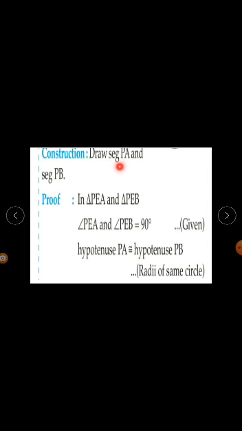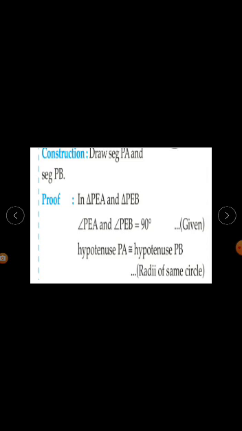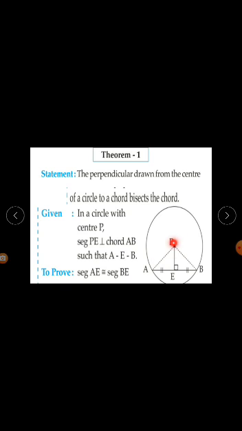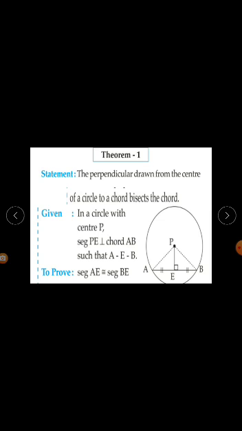Construction: draw segment PA and segment PB. Proof: in triangle PEA and triangle PEB, angle PEA equals angle PEB equals 90 degrees. Given, because PE is perpendicular to AB.